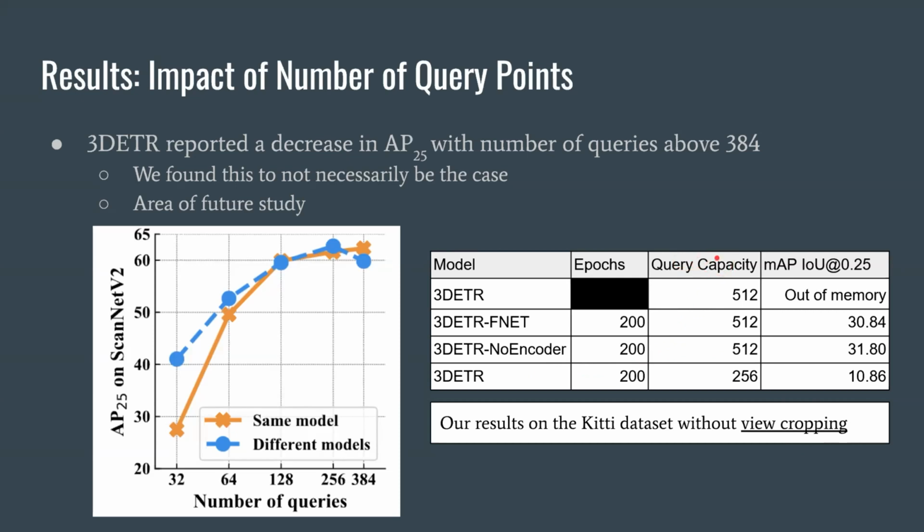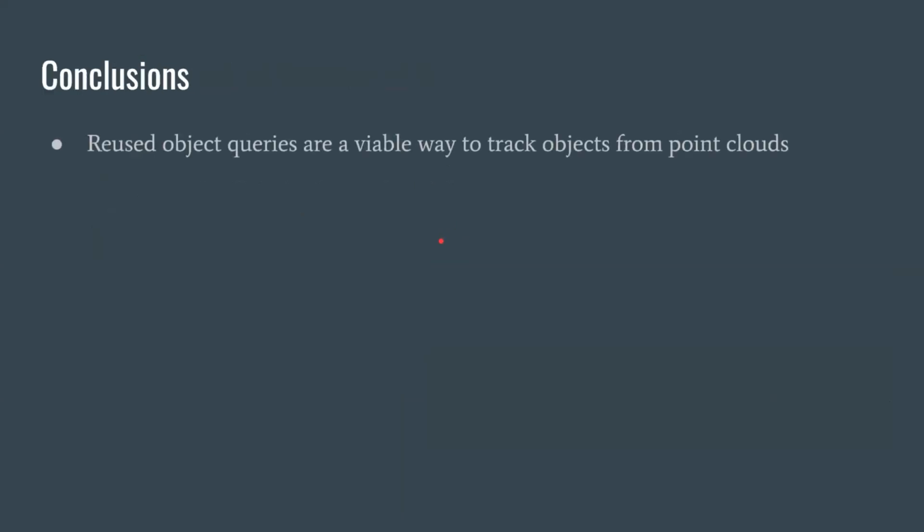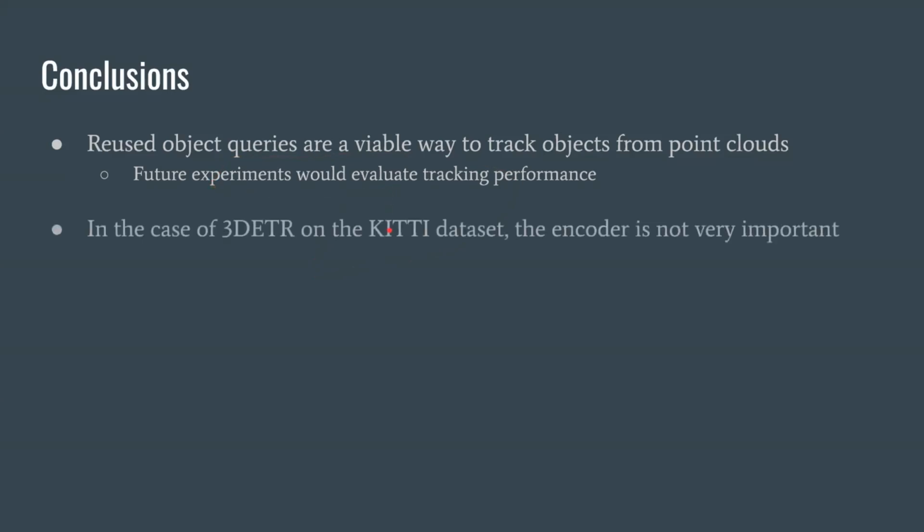Basically, it seems like the number of points is relative to the size of the image. So in conclusion, reused object queries can be a valuable way to track objects from point clouds. Future experiments would evaluate that tracking performance.